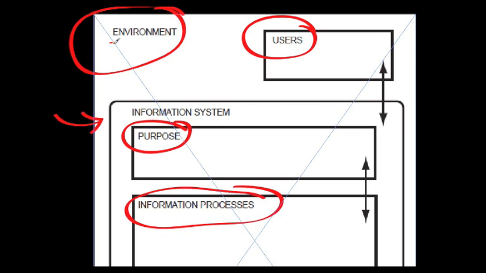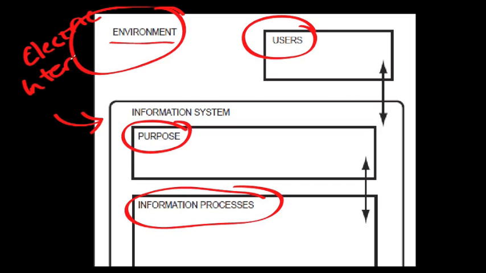The environment means anything that the system is reliant on but is not part of the system. So if we take an example of an ATM, the ATM is reliant on electric. It is also reliant on the internet. These are both separate systems that an ATM requires, but they're not part of an ATM system, so they're part of the environment. If there was no electric, the ATM wouldn't work. If there was no internet, the ATM wouldn't work.